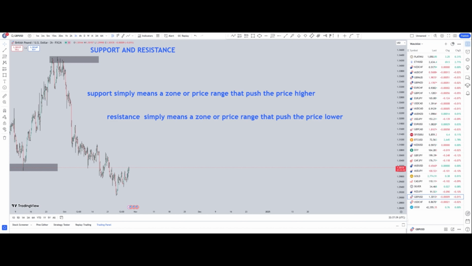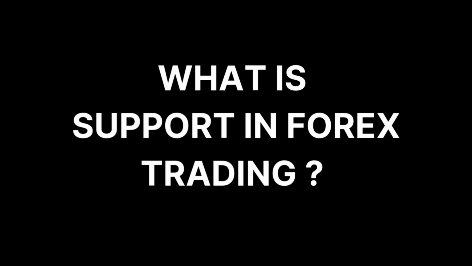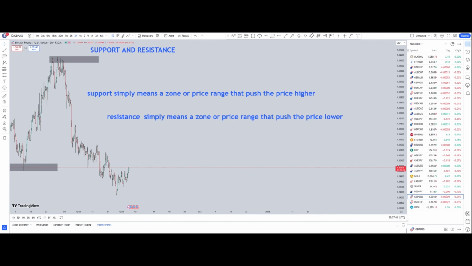Today we'll be talking about support and resistance and how to identify them at a basic level. So, what do we mean by support? A price or a zone that pushes the market higher. For example, any point in the market that pushes the market higher is what we call a support, and a resistance in the market is a zone or price range that pushes the market lower.